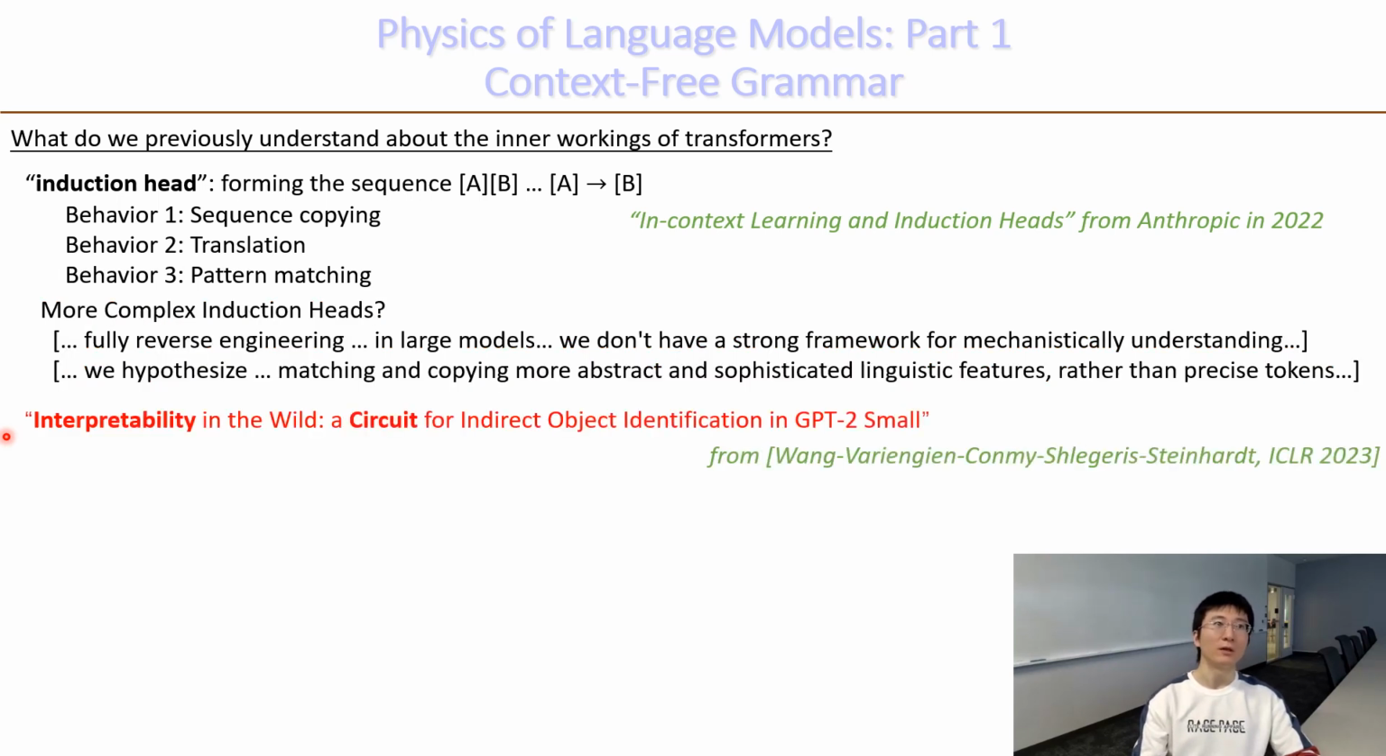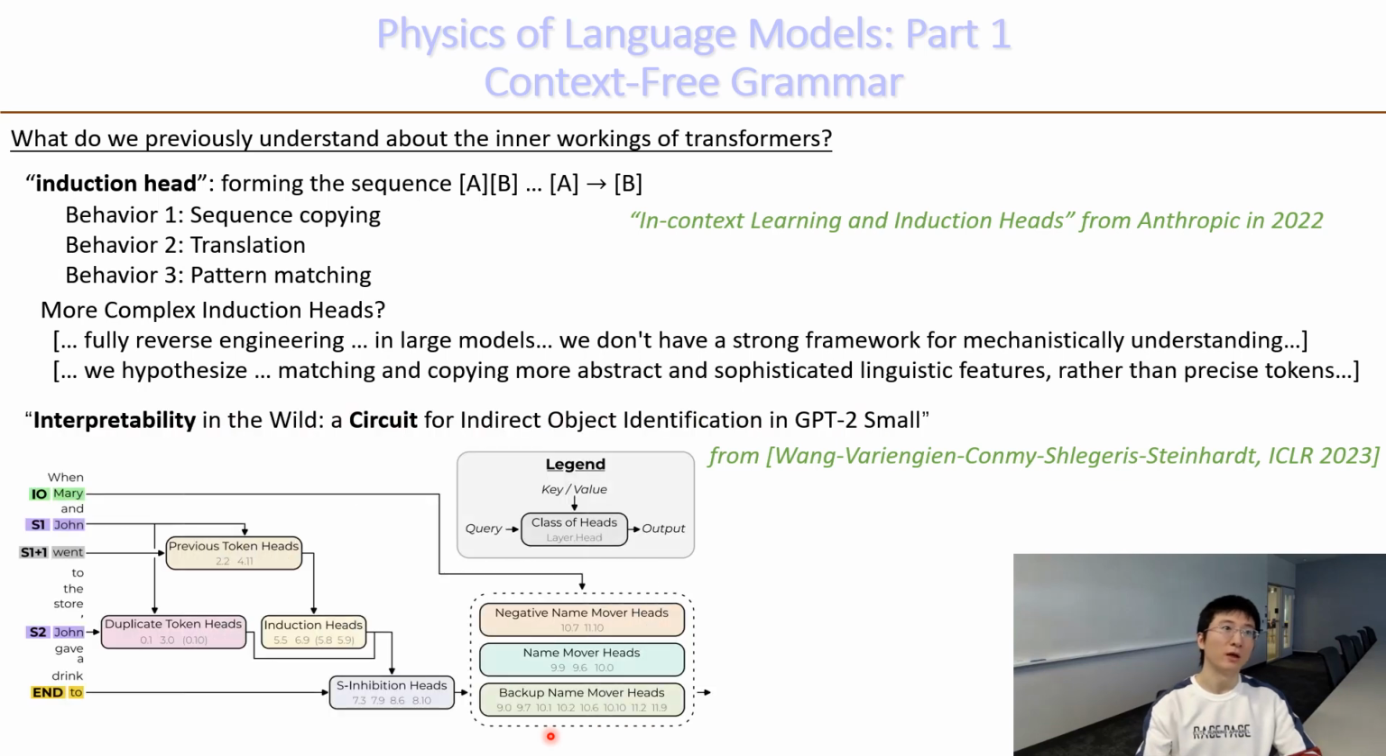Another paper I really like is the interpretability in the wild paper from Jacob Steinhardt's group. They managed to reverse engineer transformers on a very interesting task. If you keep saying English sentences, for instance, when Mary and John went to the store, John gave a drink to, what is the next word? As human beings, we know it's Mary. But if you switch this from John to Mary, then the next thing should be John. So you see that there is a little bit of logic happening behind the scenes, and this is not something that can be easily explained by induction heads.